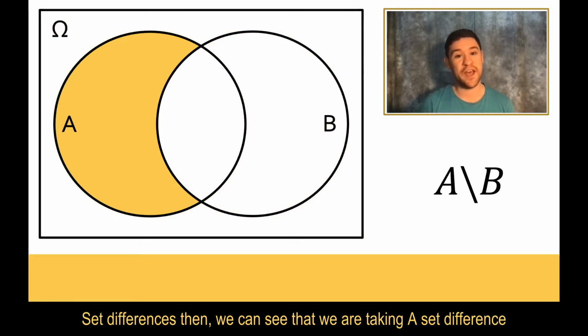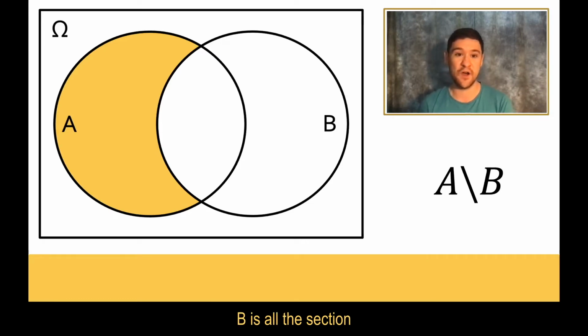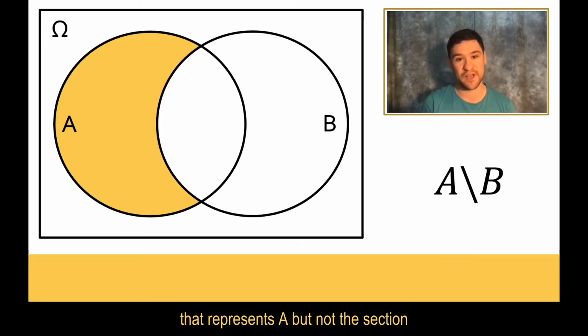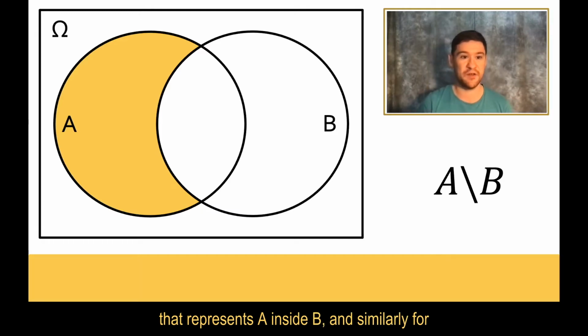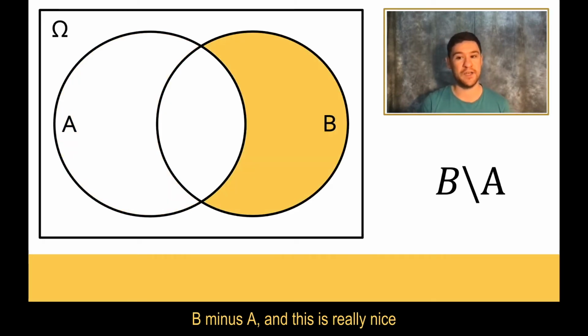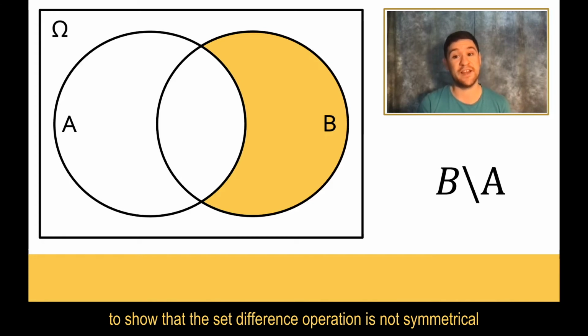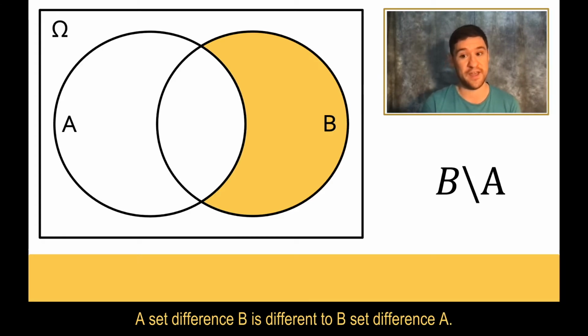Set differences then: we can see that A set difference B is all the section that represents A, but not the section that represents A inside B, and similarly for B minus A. This is really nice to show that the set difference operation is not symmetrical. A set difference B is different to B set difference A.